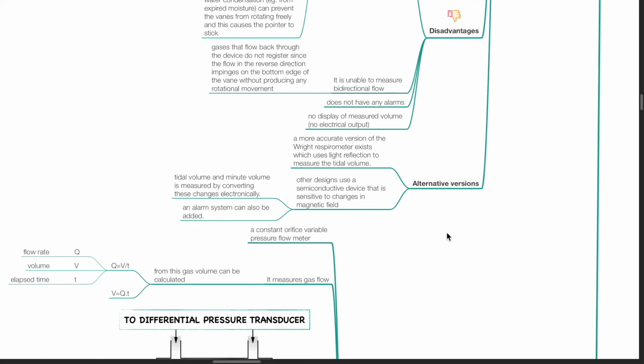Alternative versions of the Wright respirometer exist, such as one using light reflection to measure the tidal volume, or other designs that use semiconductive devices, which are sensitive to changes in the magnetic field. Tidal volume and minute volume are measured by converting these changes electronically, and an alarm system can be added.